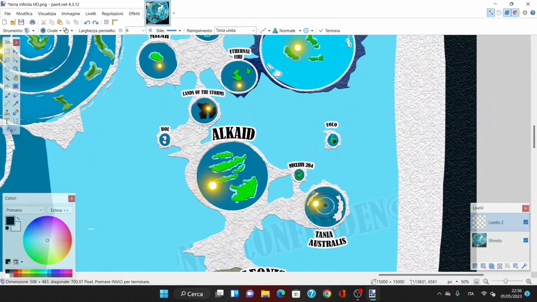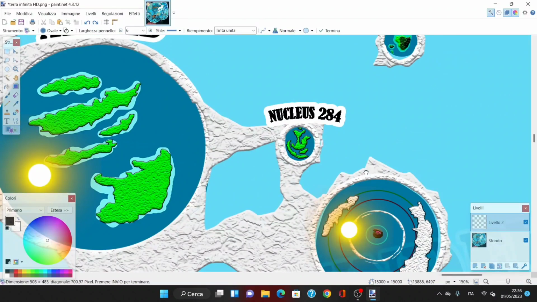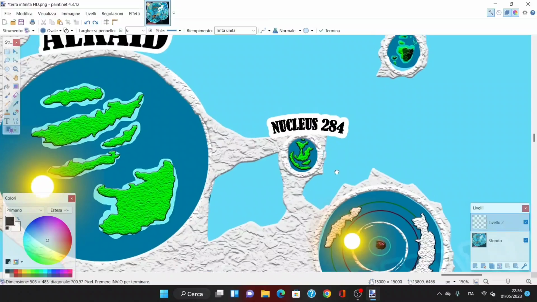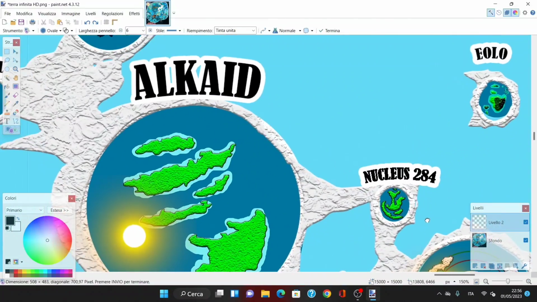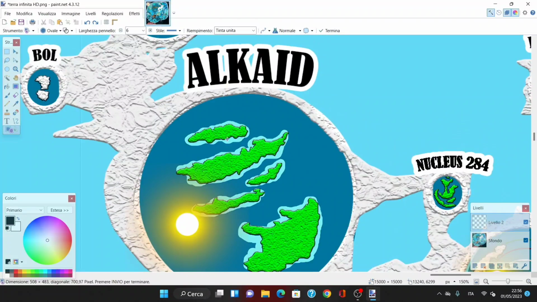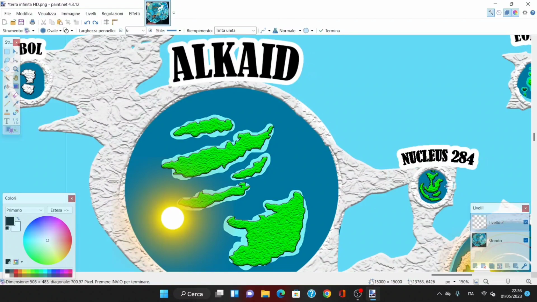Now, let's get to Nucleus 284. Nucleus 284 is another energy-creating planet. It is once again not inhabited and does not have any oceans. It only serves as one of the energy creators of Alkaid. Remember what we said about the almost infinite uranium deposits and our nuclear power deposits that exist on the Alkaid continent of the north, the bigger one? Well, their origin is what accommodates Nucleus 284 to Alkaid.